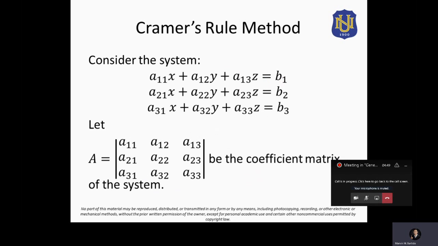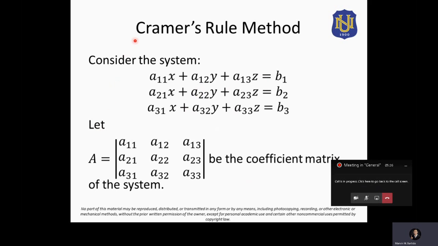Now, let's discuss the first method of the direct elimination methods for solving systems of linear equations. We have here a system of three linear equations, with coefficients, constants, and unknown variables which are x, y, and z. When we solve a system of linear equations, what we solve for are the unknown variables.